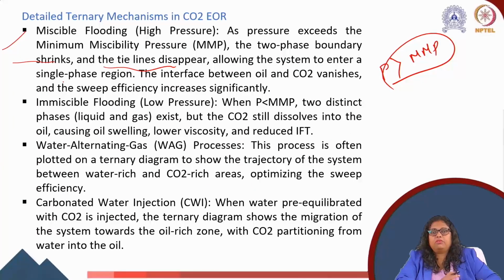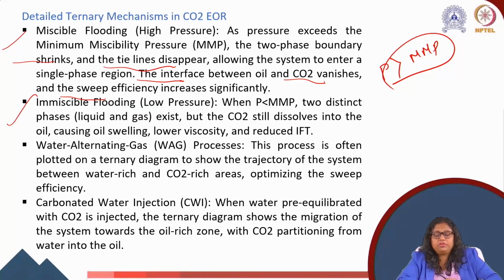So in miscible flooding, as the pressure exceeds the minimum miscibility pressure, the two-phase boundary shrinks and the tie line disappears, and that allows the system to enter a single-phase region. And in the single-phase region, what will happen? The interface between your oil and CO2 vanishes, and then sweep efficiency increases significantly. So here IFT will become 0.